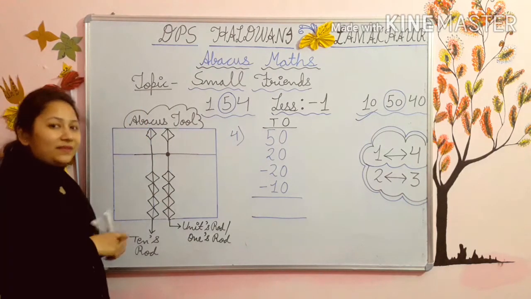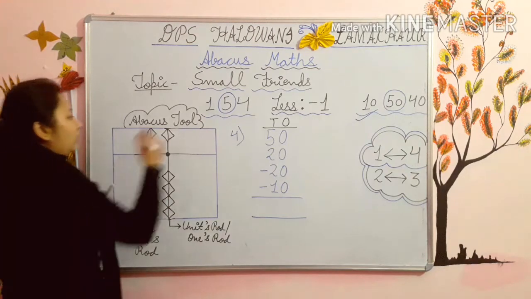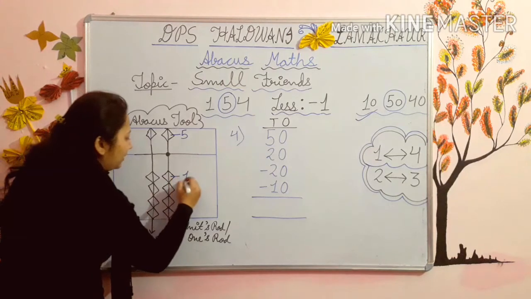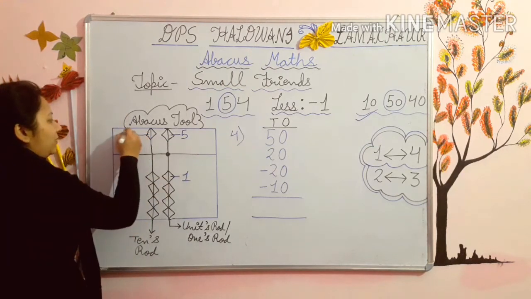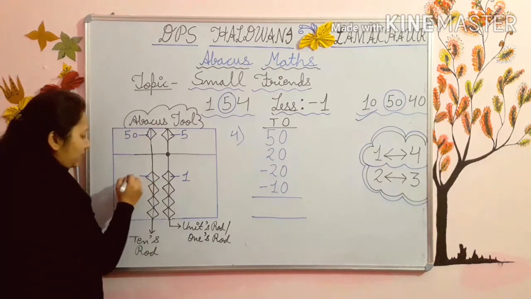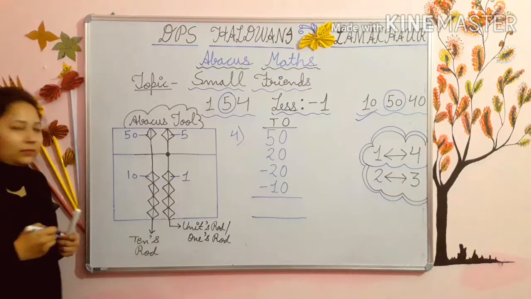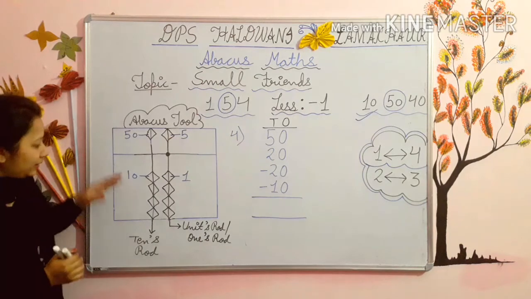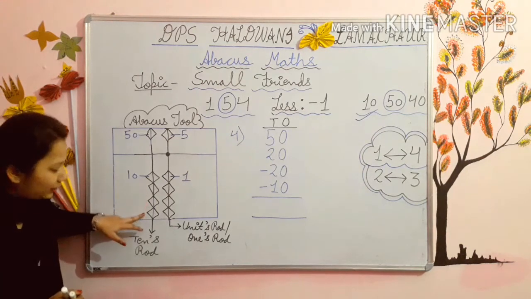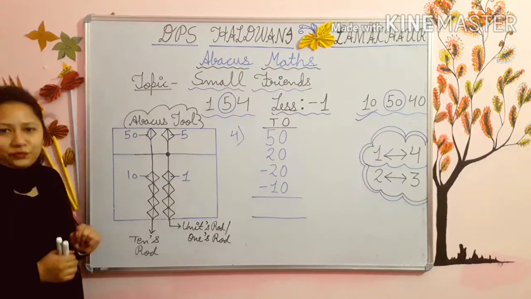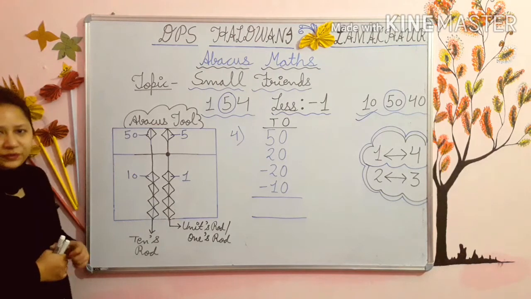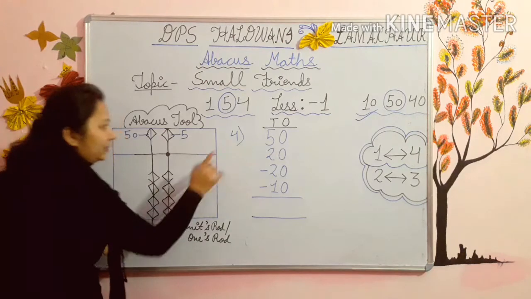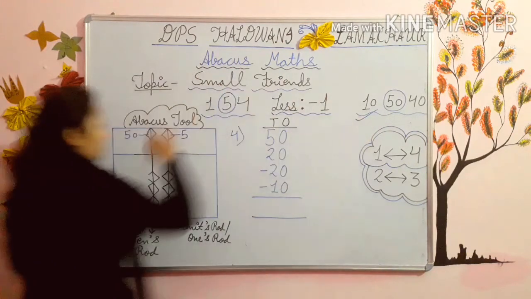Now one more time we will revise the beads. You know that this bead value is 5, this bead value is 1, this bead value is 50 and this bead value is 10. Like 1, 2, 3, 4 and it is 5, and here it is 10, 20, 30, 40 and here it is 50. Its bead value is 50.